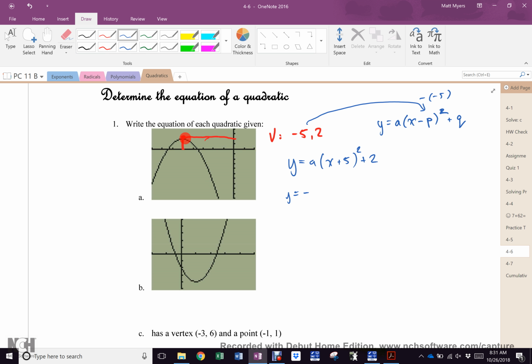Now let's check. Over 1, down 1. Well, that looks like it might be okay, right? Over 2, down how far? 4. 1, 2, 3, 4. That look okay? It's not a great graph, but are we happy with that? I am. So it's negative 1. Would we write negative 1? No. y equals negative (x plus 5) squared plus 2. Is everybody cool? Great. You do it with the next one because it's exactly the same.